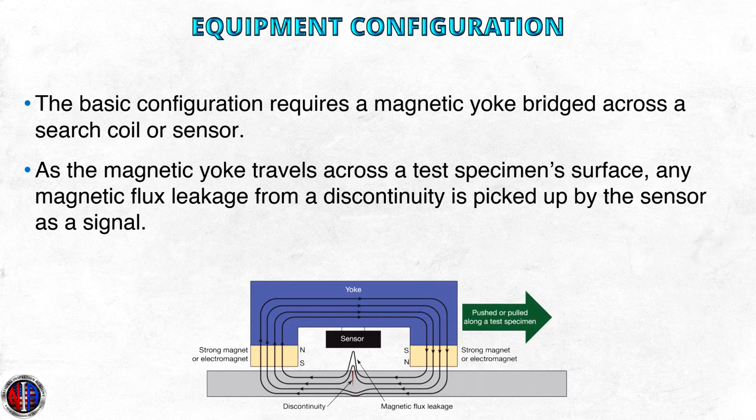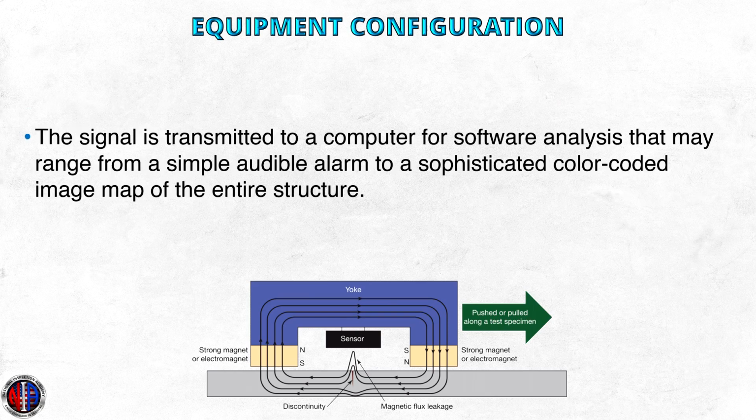Equipment configuration. The basic MFL configuration requires a magnetic yoke bridged across a search coil or sensor. As the magnetic yoke travels, being pushed or pulled, typically on wheels, across the test specimen surface, any magnetic flux leakage from a discontinuity is picked up by the sensor as a signal. The signal is transmitted to a computer for software analysis that may range from a simple audible alarm to a sophisticated color-coded image map of the entire structure.